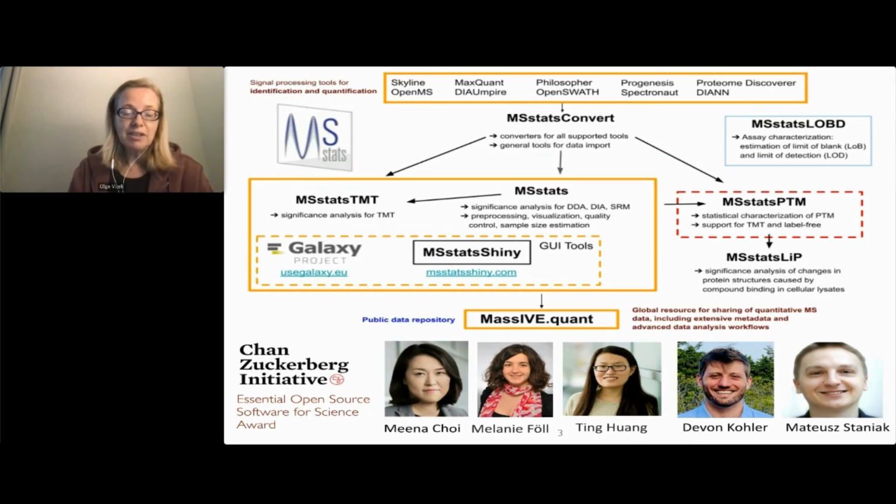And so, as I mentioned, MSstats is methods. And at this point, it's not an R package. It's a family of R packages, which has as input all these different types of tools, output of all these tools. And we have the one package, which is MSstatsConvert, which takes care specifically of the conversion. MSstats is the base MSstats package, which is designed primarily for label-free experiments. MSstatsTMT is built on top of that, and this is what we'll focus on today. MSstatsPTM can work with both label-free and TMT labeled methods, and also MSstatsLiP.